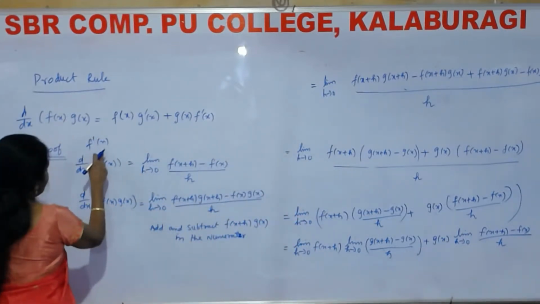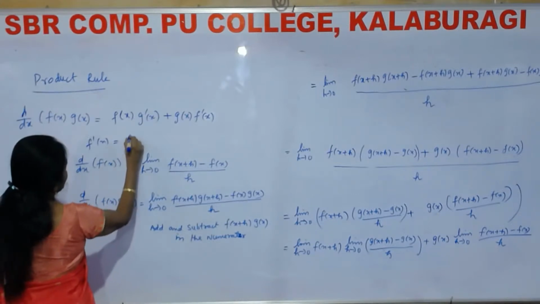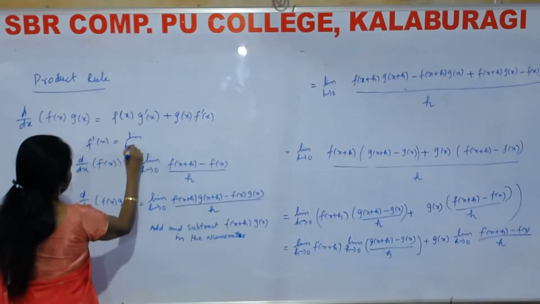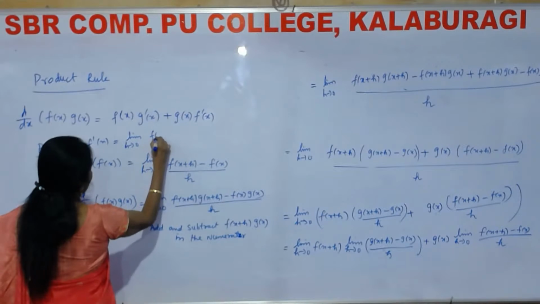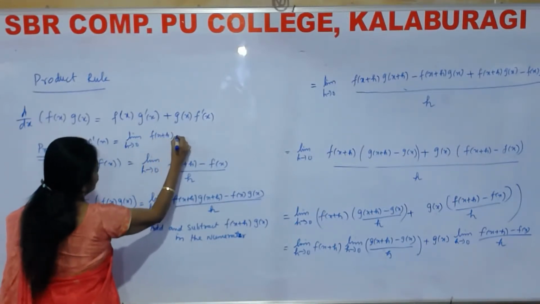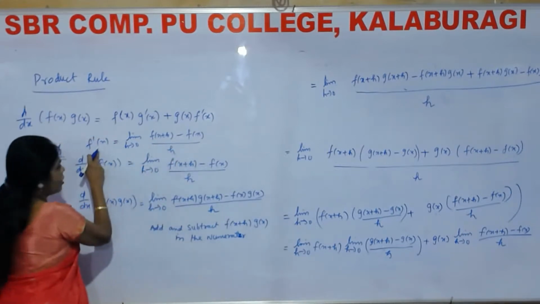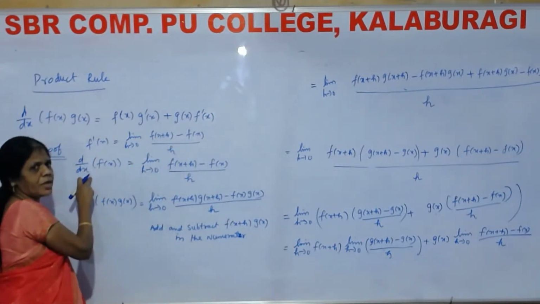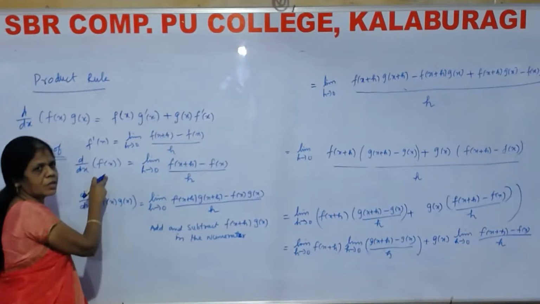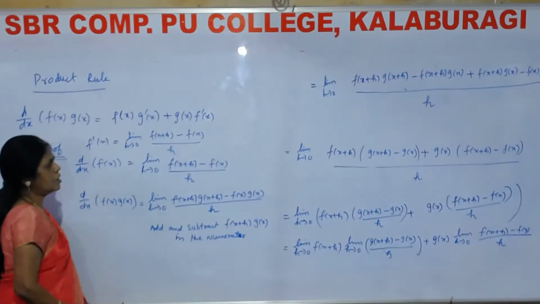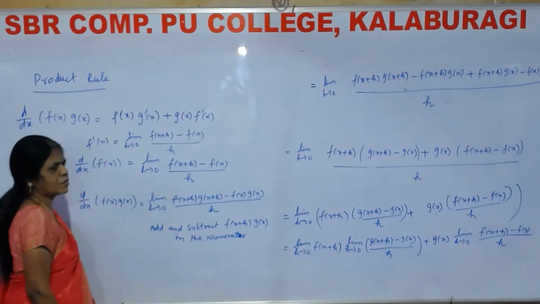So f dash of x is limit h tends to 0, f of x plus h minus f of x divided by h. f dash of x is nothing but d by dx of f of x. Any doubt? Now I'm going to complete this.